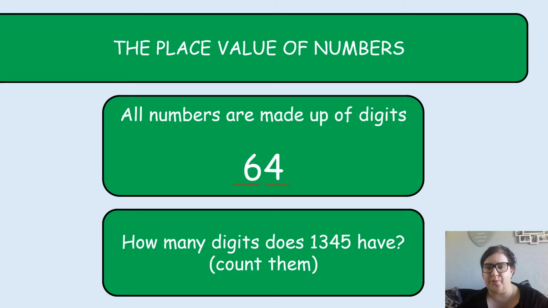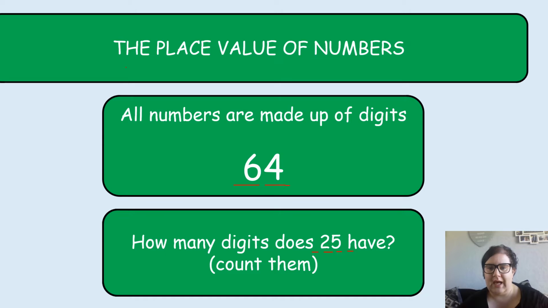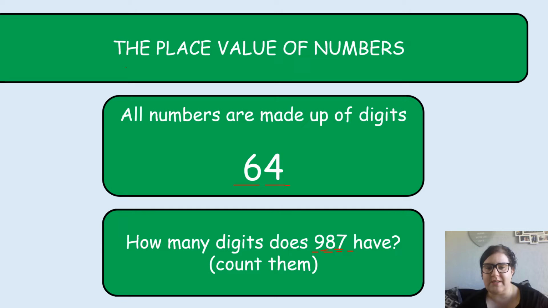How many digits does 1,345 have? Count them. 1, 2, 3, 4. 1,345 is made up of 4 digits. How many digits does 25 have? We've got 1, 2. 25 has 2 digits. What about 987? Let me get rid of these lines. We've got 1, 2, 3 digits.